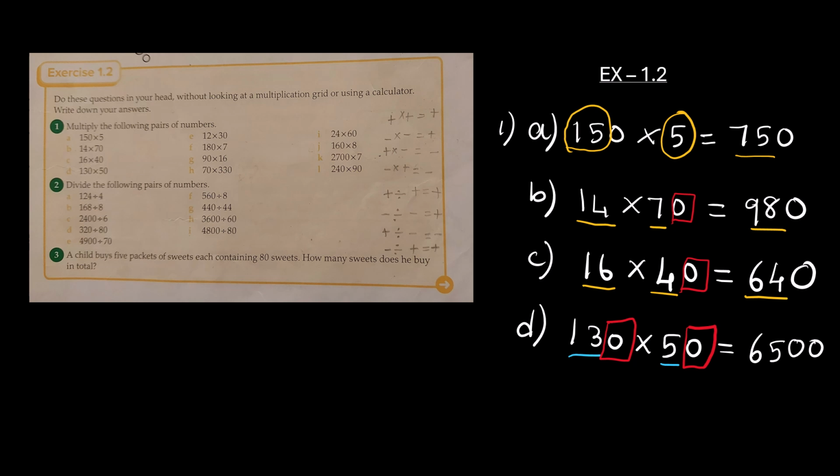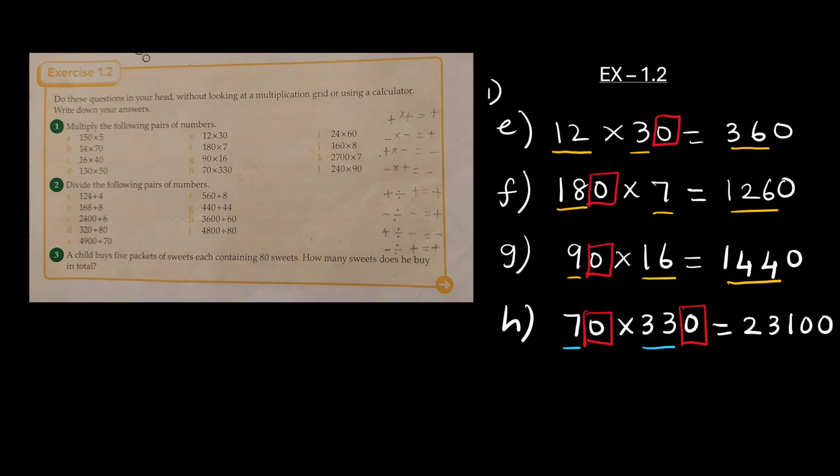So 16 into 4. We have to multiply only the number. It's 64. Again we have to add the 0 to the end of this number. So answer is 640. D question is 130 into 50. Thus we multiply 13 into 5 is equal to 65. We have two zeros. So at last we have to add two zeros to the end of this number. So the answer is 6500.